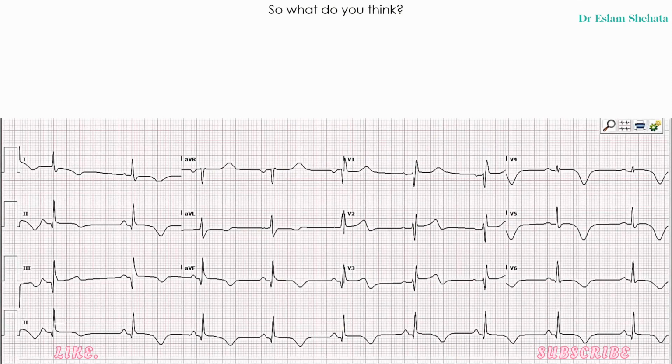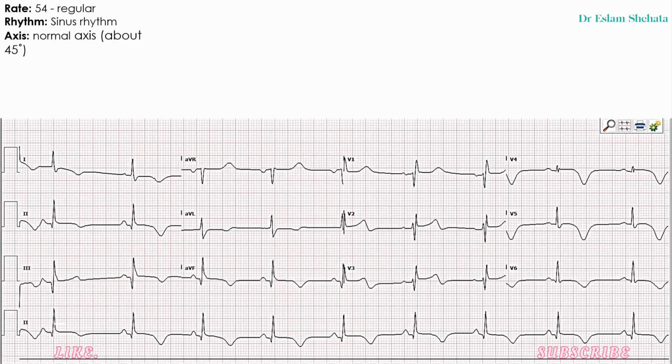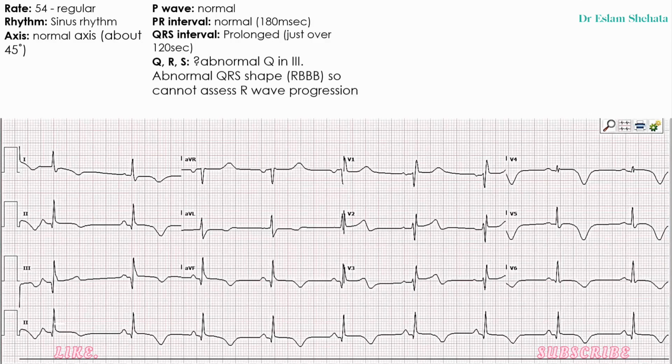So, one last look at this ECG we've been working through the whole time. Going through it systematically: rate 54, it's regular, it's sinus rhythm, the axis is normal at about 45 degrees. The P waves look normal, the PR interval is normal at 180 milliseconds. The QRS complex is borderline; I must have decided it was a little bit prolonged, but in reality it's right on the border. The QRS complexes are abnormal in shape. There's an abnormal Q wave in lead 3. There's an RSR pattern, so this is the right bundle branch block pattern.